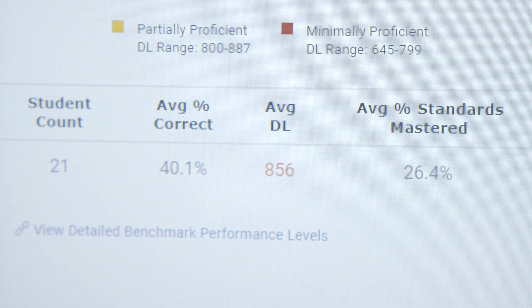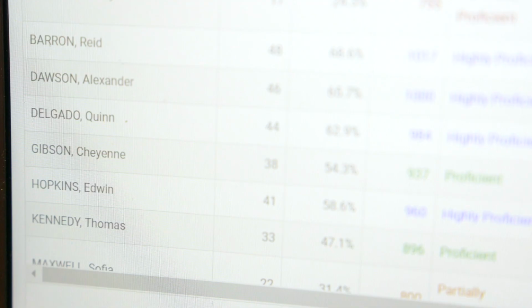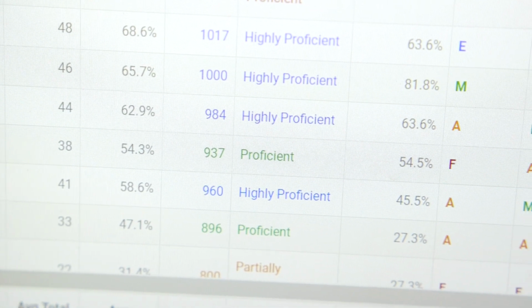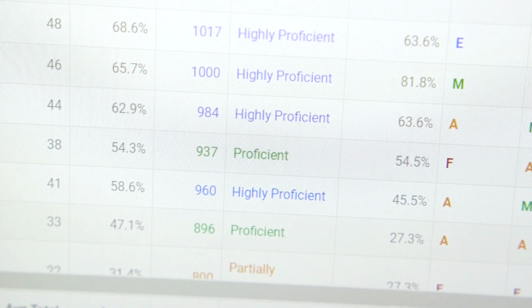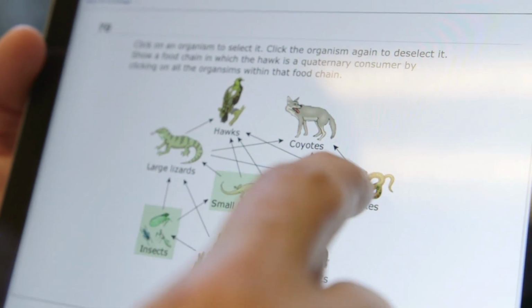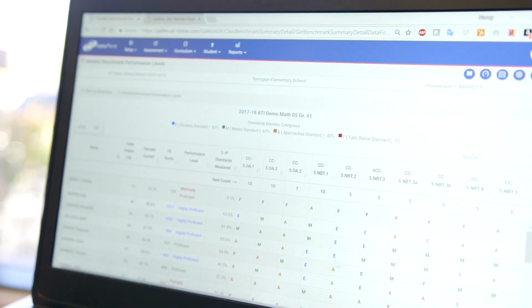In contrast to other systems, Galileo provides an IRT-based developmental level scale score, just like the state test. We call it the DL score for short. The DL score is a measure of a student's underlying ability, not just their performance on a specific set of items. The DL score also takes into account the characteristics of the items on the test. So a student who scores 60% correct on a difficult test will have a higher DL score than a student who scores 60% correct on an easy test.